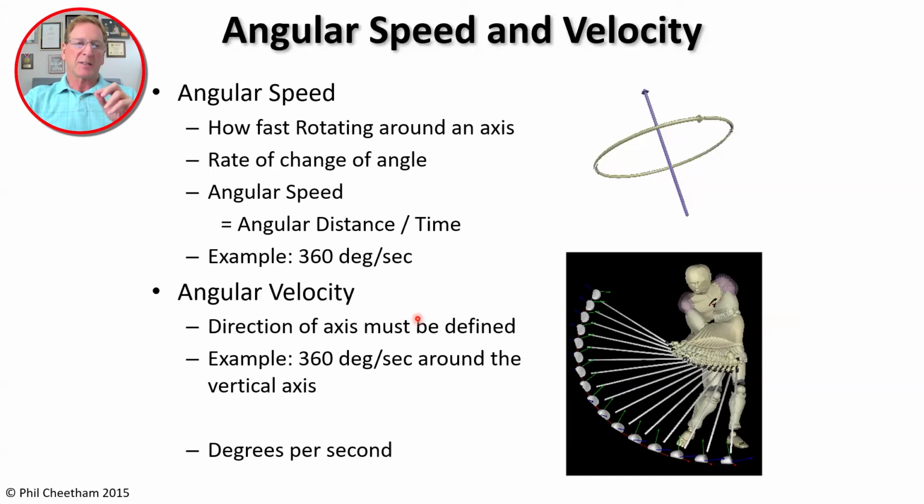So angular velocity, like linear velocity, now has to have a direction. So it's a combination of an angular speed, but around an axis. If it was going to be an angular velocity, I would say 360 degrees per second around the vertical axis or around the horizontal axis. In other words, I have to define the axis that you're rotating around to make it into a velocity.